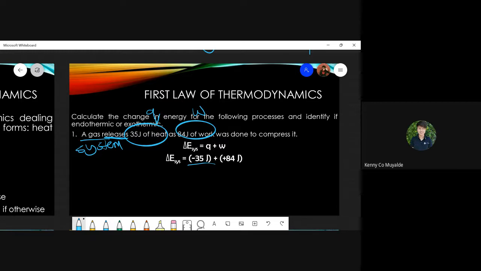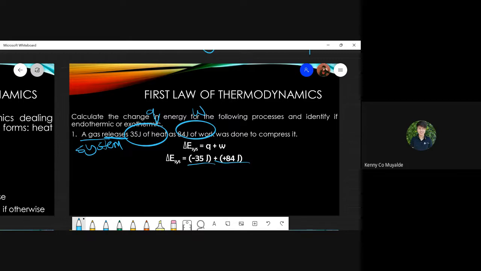Yung gas ba ang gumawa ng work? Or iba ang gumawa ng work para sa gas? So, according to the question, 84 joules of work was done to compress it. Hindi naman sinabi na it does 84 joules of work. So, ang gumawa ng work dito ay yung surrounding. Hindi nag-effort si gas, kaya positive ang kanyang magiging value.